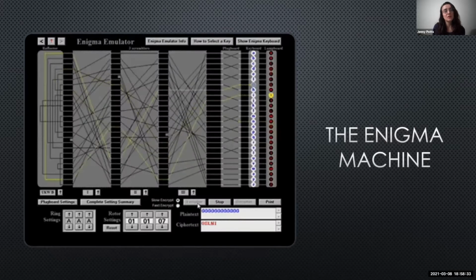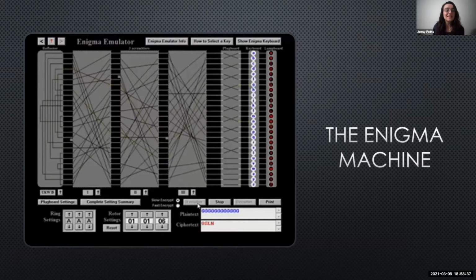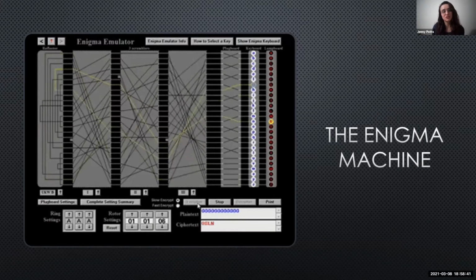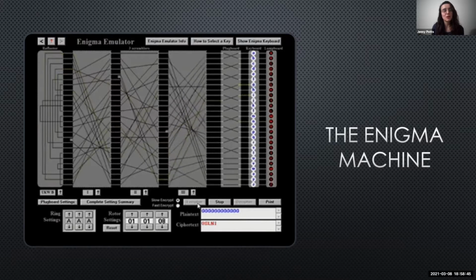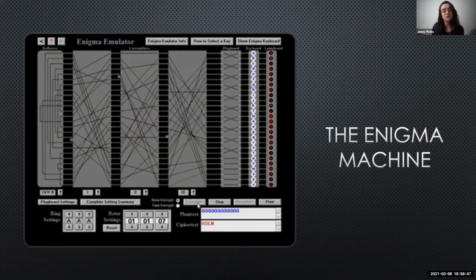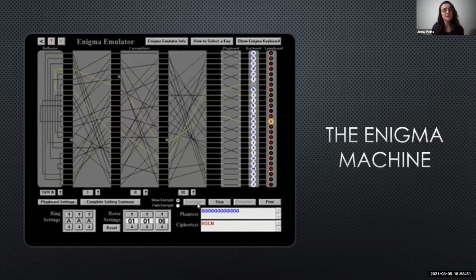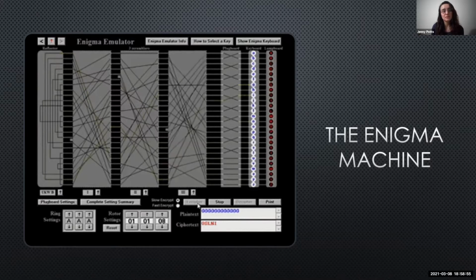Another example of symmetric encryption is the Enigma machine, which was used by the Germans to send secret messages during World War II. It uses a method of encryption called a polyalphabetic substitution cipher. This is a cipher that uses multiple alphabets, where one letter is substituted for another letter, which is then substituted for another, and so on.